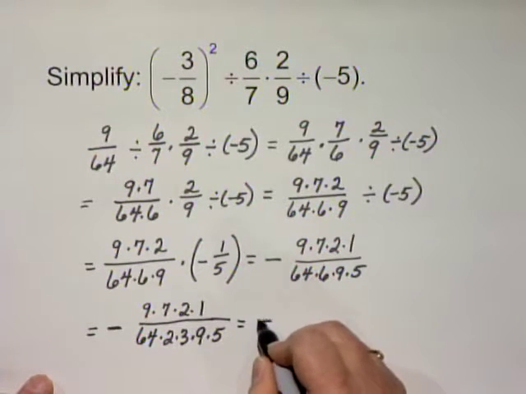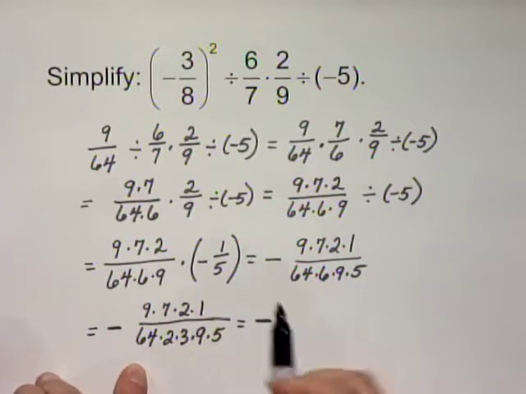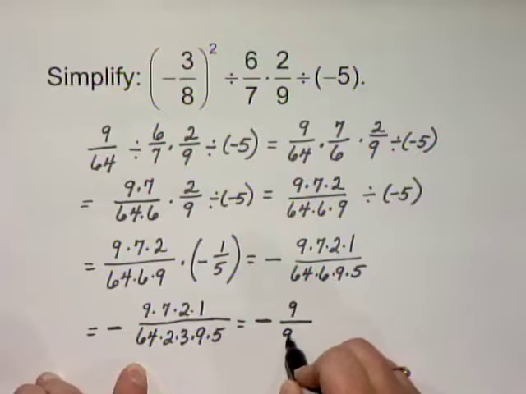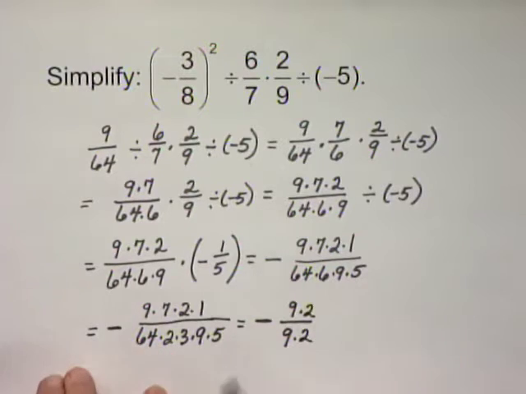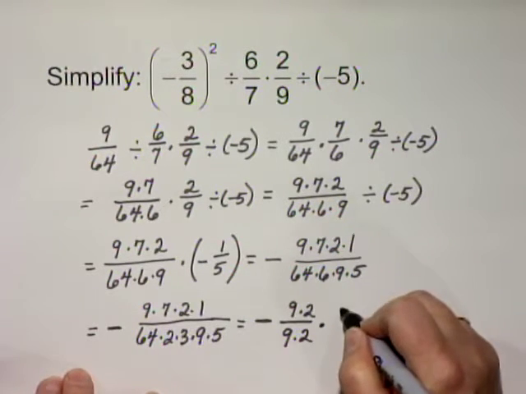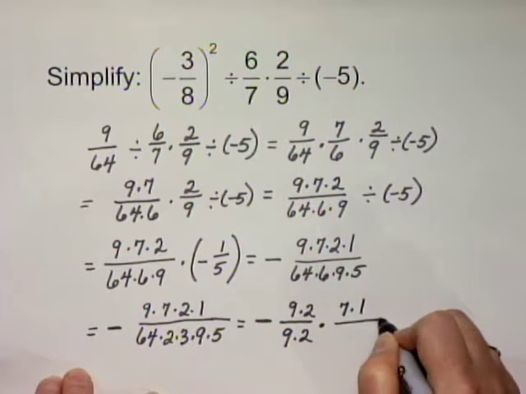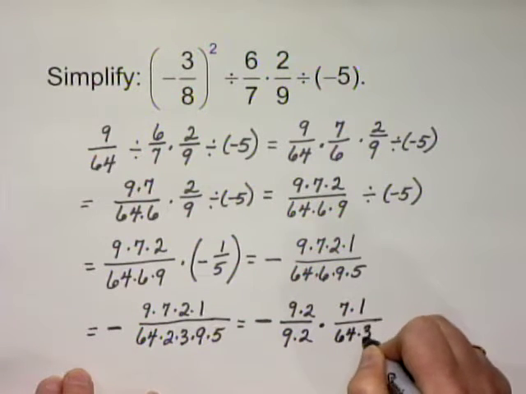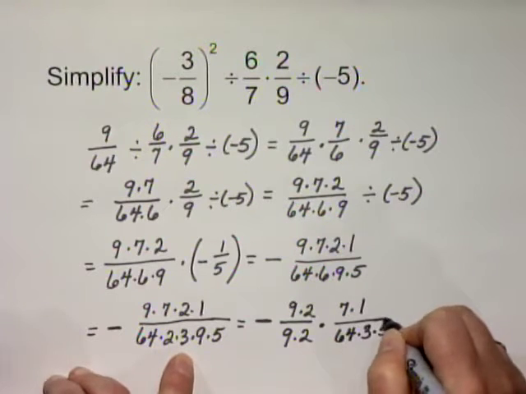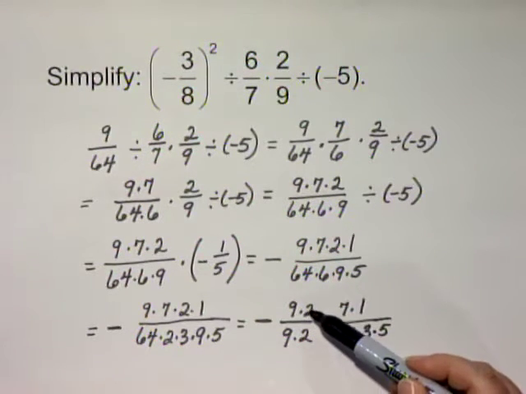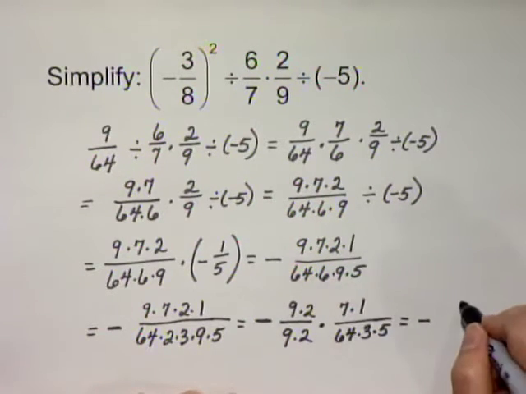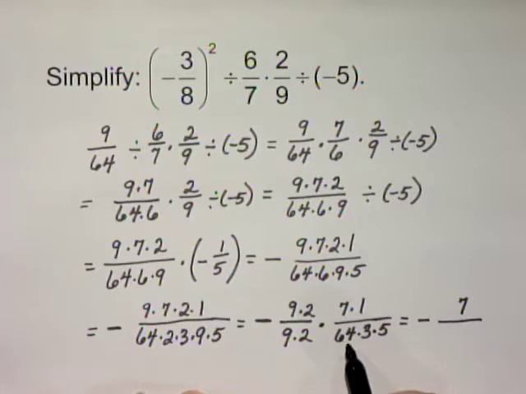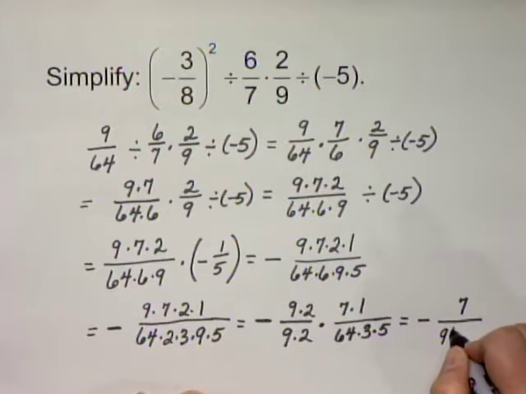Now, not forgetting the negative sign, I'm going to write 9 over 9. Those are common factors. 2 over 2. Those are my common factors that I'm factoring out. And what's left is 7 times 1 in the numerator, 64 times 3 times 5 in the denominator. Now 9 times 2 over 9 times 2 will be 1. So I'll be left with negative 7 times 1 is 7, 64 times 3 times 5 is 960. And that's the simplified form of the problem.